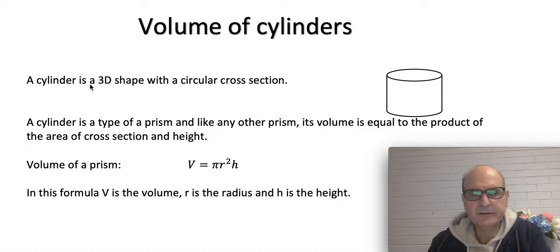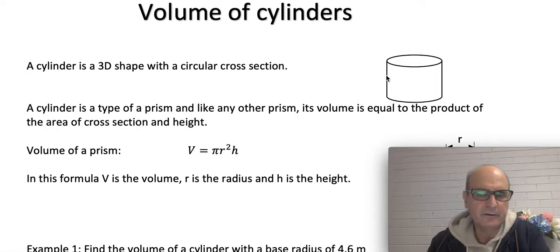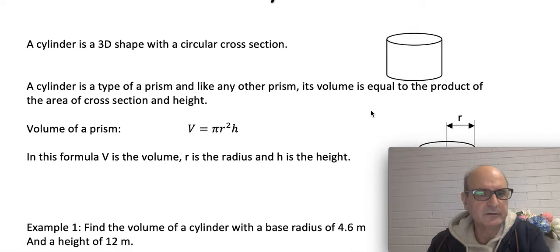What is a cylinder? It is a 3D shape with its base being a circle. So you have two identical circles, one at the top, one at the bottom, and a round surface which connects the two circles, the two bases.